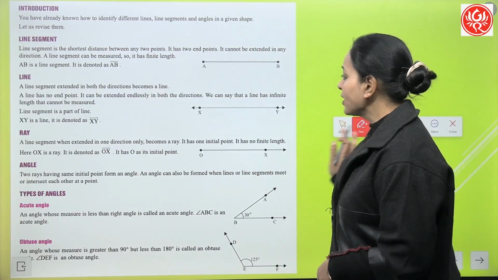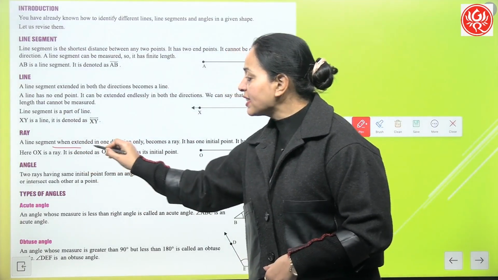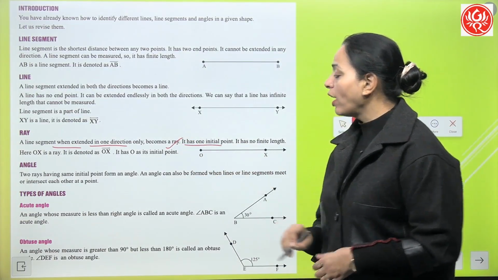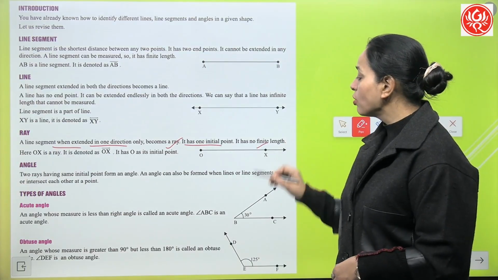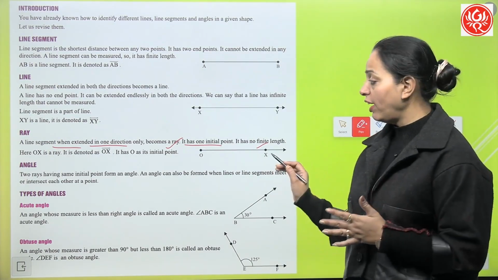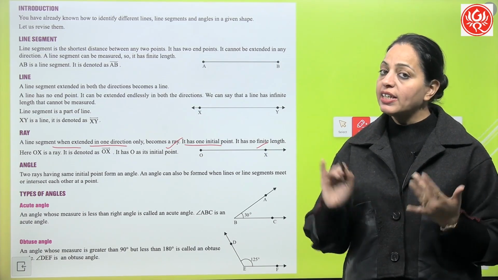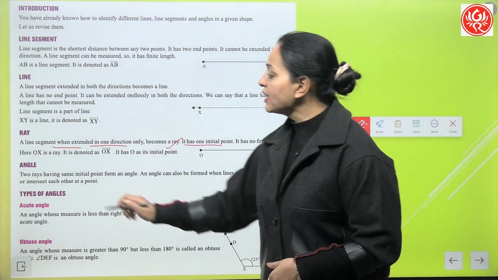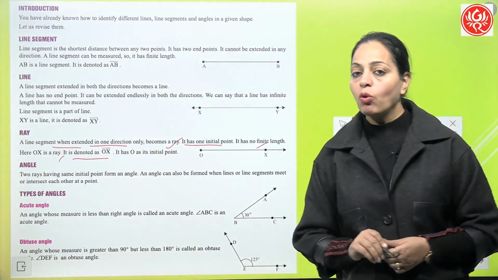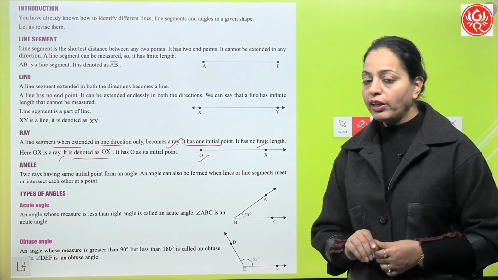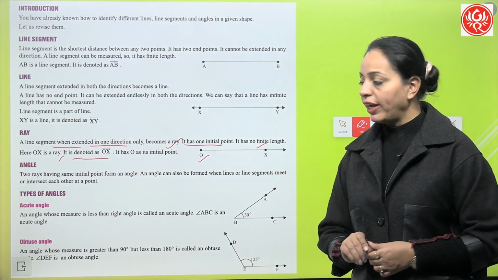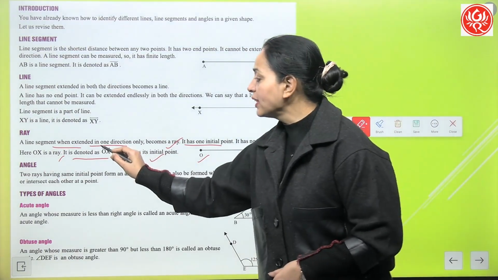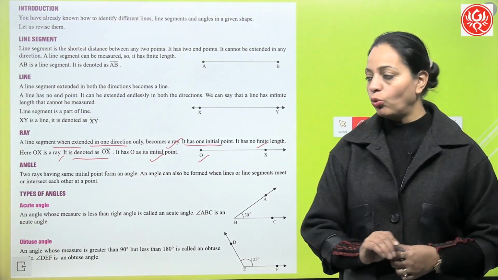Okay, now come to next, ray. A line segment when extended in one direction only, it becomes a ray. It has one initial point. It has no finite length. Like sun ray, you know, initial point, starting point, sun, but we don't know its ending point. Okay, so here OX is a ray. It is denoted as OX. O is the starting point. We don't know ending point, right? So O is the initial point. So how we can write OX, and one side arrow we can show, right?